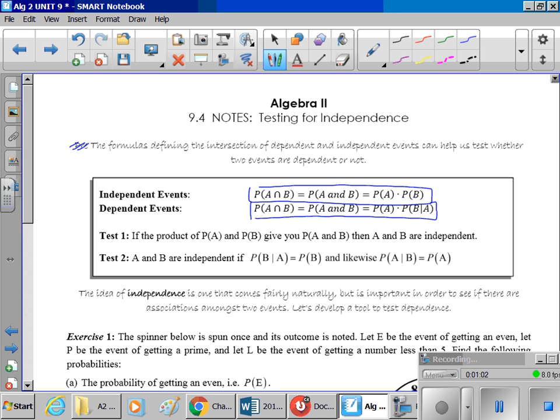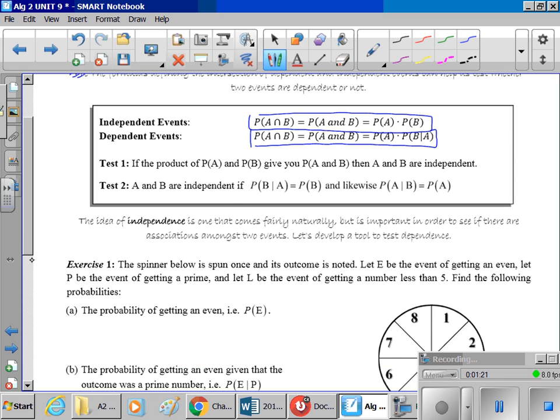Test two: A and B are independent if the probability of B given A equals the probability of B. And we just talked about that with our red hair. And likewise, the probability of A given B equals the probability of A. Remember we said the probability of red hair given green eyes was not equal to the probability of red hair. One was way bigger than the other. So we knew those two were dependent. They were not independent.